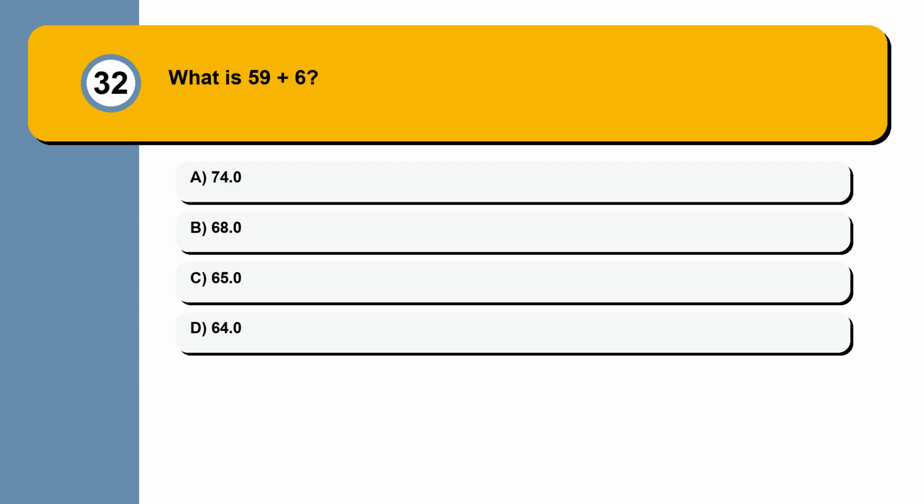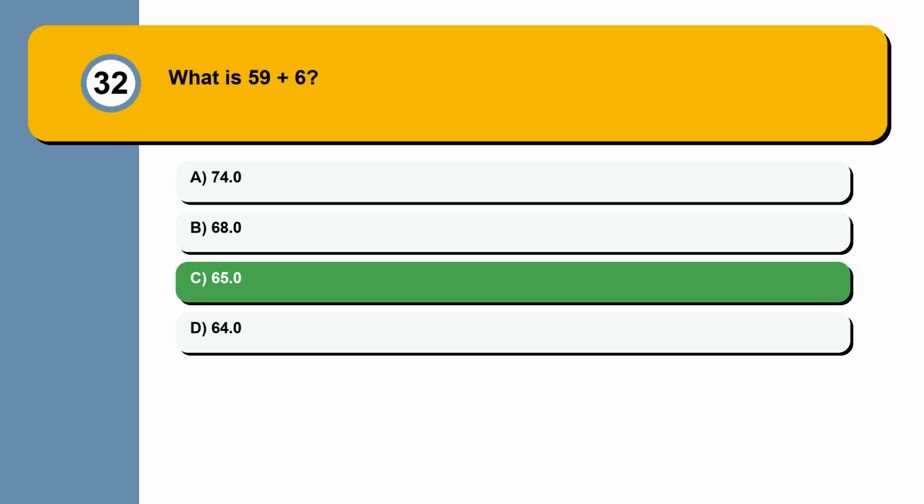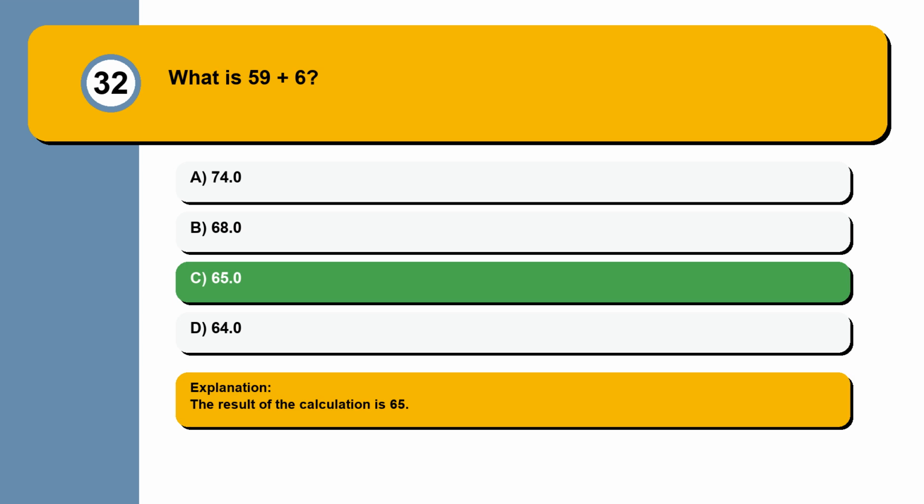Question 32. What is 59 plus 6? 74, 68, 65, 64. The result of the calculation is 65.